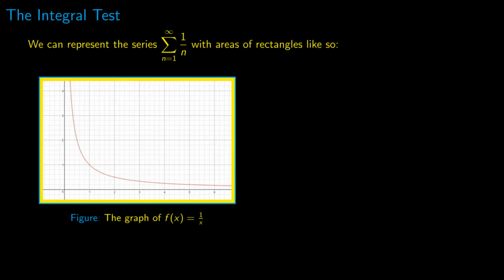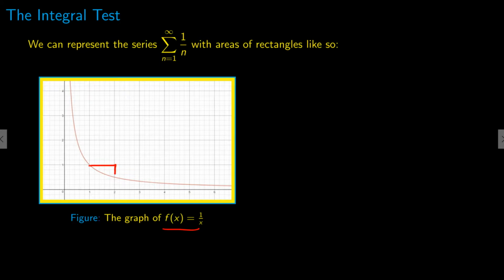So we want to say something about the convergence or divergence of a series, and one way to do this is to represent a series with areas of rectangles which correspond to the area under a curve. For example, we might look at the series n equals 1 to infinity, 1 over n, with areas of rectangles corresponding to the function f of x equals 1 over x. And if we do this, it's going to look something like this.